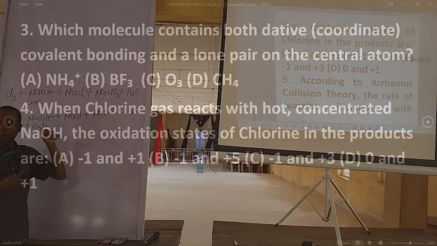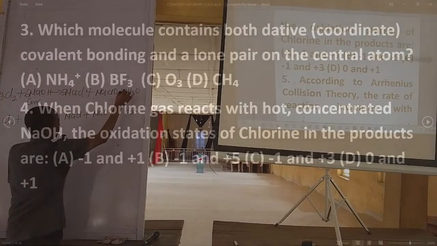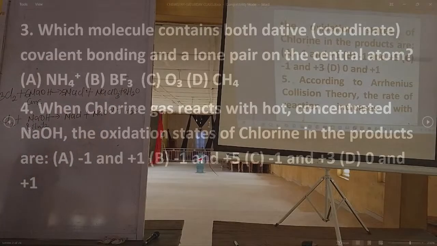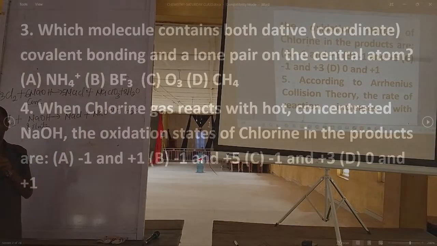So if you balance the two of them, we have 3 here, we have 6 here, 5 here, then we have 3 here. So if you look at this, this is one of the products. We have to look for the oxidation number of chlorine. That's what the question is asking us. So what is the oxidation number of chlorine here? -1.